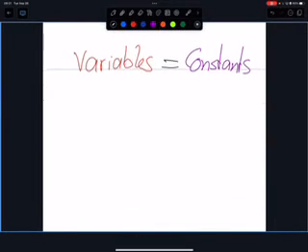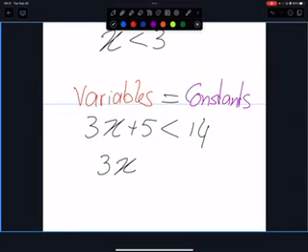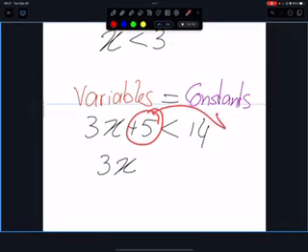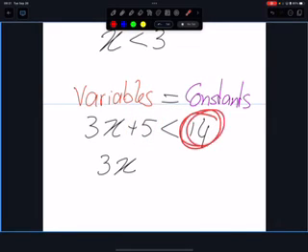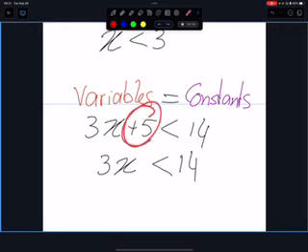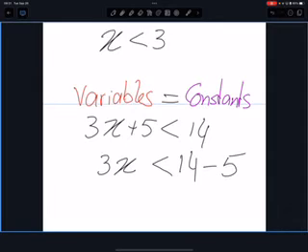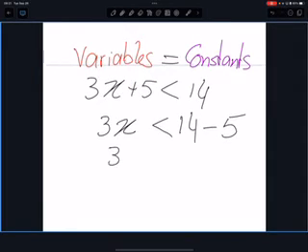x plus 5. What is a variable? 3x. So my constants have to go to the other side. This is already in its right place. Symbol comes back. 14. What is a constant? The 5. 5 goes on the other side. Becomes minus 5. So 3x is less than 9.